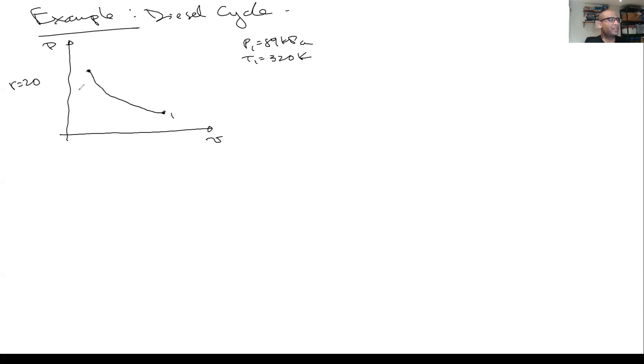We compress to state 2. We burn at constant pressure to state 3. And then we expand out to state 4. And then we close back to state 1. I'm going to put arrows to remind ourselves that this cycle goes in this direction. Okay. Assume again it's air as an ideal gas with constant specific heats. Find all the temperatures and pressures. Find the cutoff ratio.